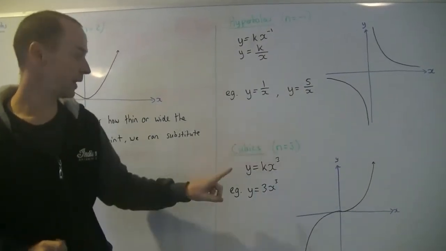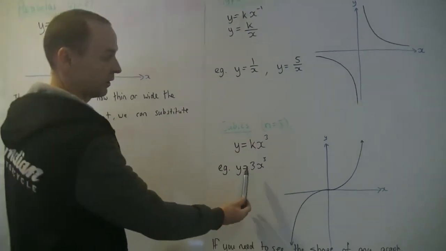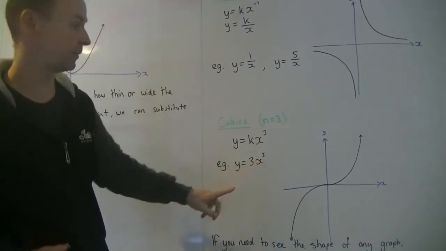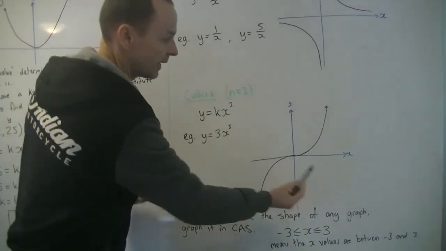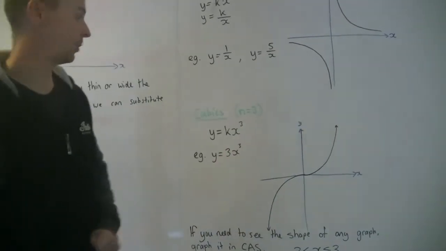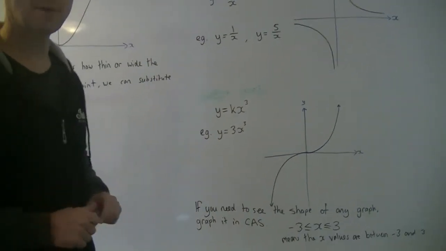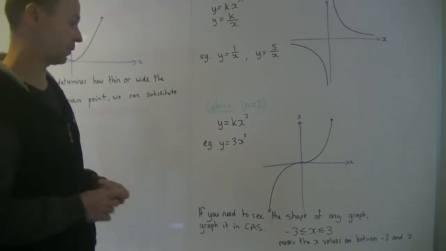And the next one, it's a bit more common, is cubics. The value of n is 3. So y equals kx cubed. An example is y equals 3x cubed, or it could be 5x cubed, or -2x cubed. And this is what a cubic might look like, or it could be around the other way, it could be skinnier. But generally speaking, that's the shape of a cubic. And I've set a few notes down the bottom. So again, if you need to know the shape of any type of graph, chuck it into CAS and it'll show you the graph. That's what it's there for.